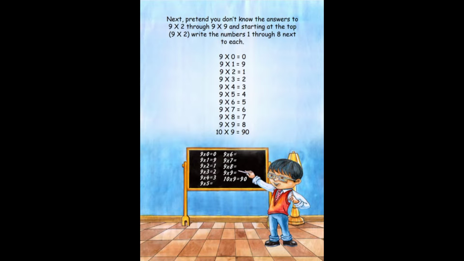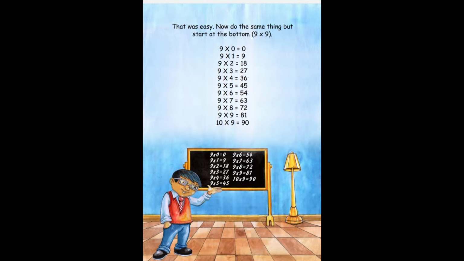Next, pretend you don't know the answers to 9 times 2 through 9 times 9, and starting at the top, 9 times 2, write the numbers 1 through 8 next to each. 9 times 0 equals 0. 9 times 1 equals 9. 9 times 2 equals 1. 9 times 3 equals 2. 9 times 4 equals 3. 9 times 5 equals 4. 9 times 6 equals 5. 9 times 7 equals 6. 9 times 8 equals 7. 9 times 9 equals 8. 10 times 9 equals 90. Simple enough, right? That was easy.